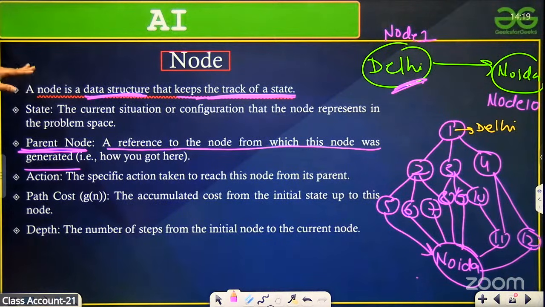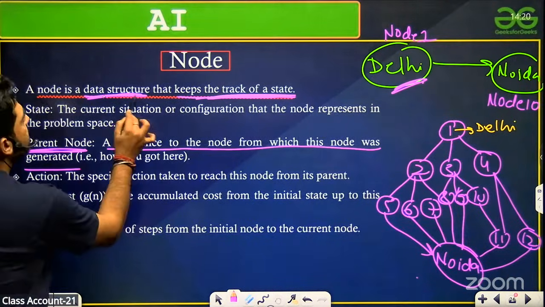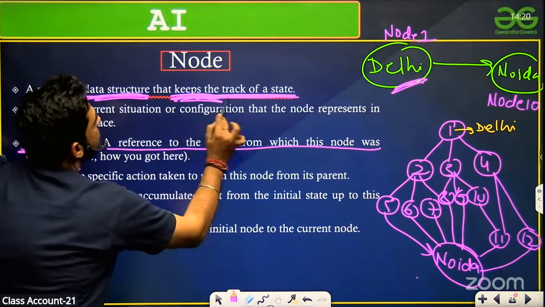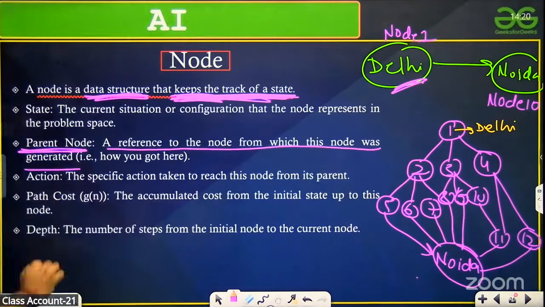Okay, so that is a node. So what is a node? It is a data structure that keeps the track of a state. बस उसको हम बोलते हैं node.